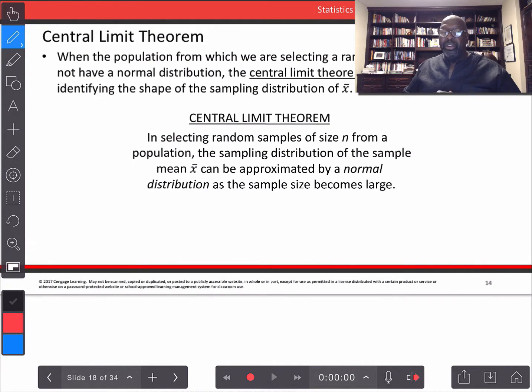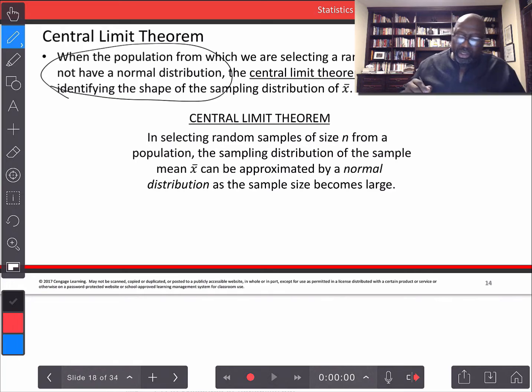So the central limit theorem says when the population from which we are selecting that sample does not have a normal distribution, the central limit theorem is helpful in identifying the shape of the sampling distribution of X bar. So it says, in selecting random samples of size n from a population, the sampling distribution of the sample mean X bar can be approximated by a normal distribution as the sample size gets larger and larger. But we need to know when.